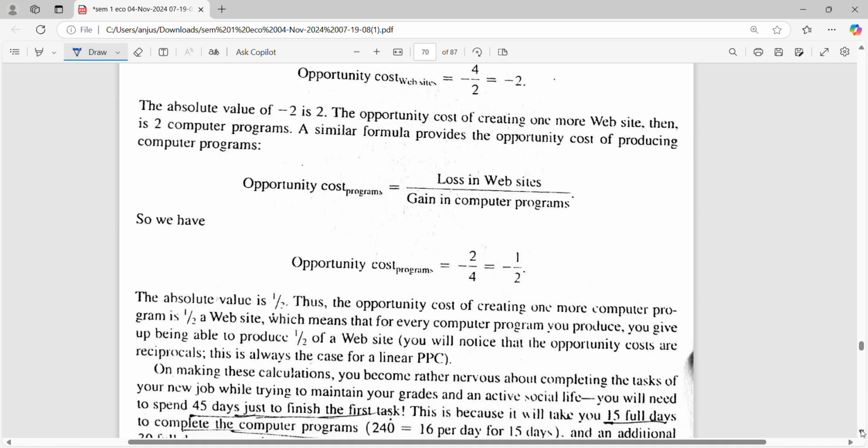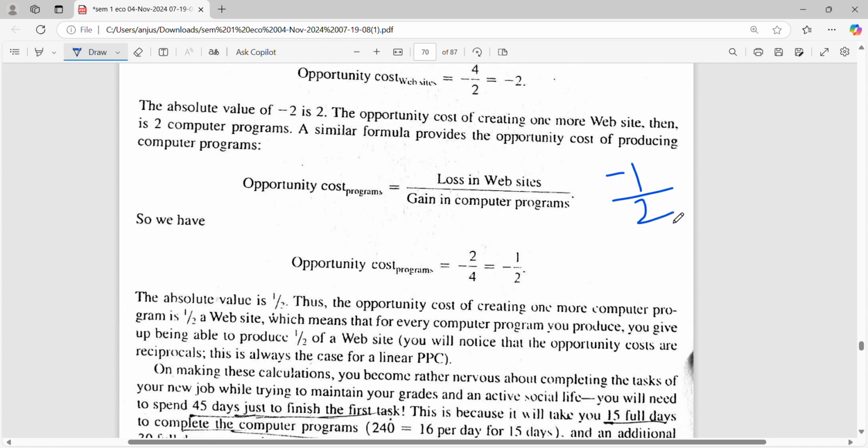Again, in the case of computer programs, the loss in websites, you need to calculate it with respect to hour. So if you are investing 1 hour in websites, with 1 hour you will be creating 1 website, right? If you are investing this 1 hour into computer programming, that is, you are not using that 1 hour for website production, but instead you are using that 1 hour for computer programs, then with 1 hour, how many computer programs can be done? 2 computer programs can be done.